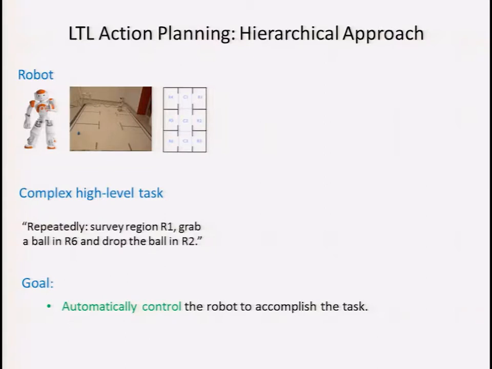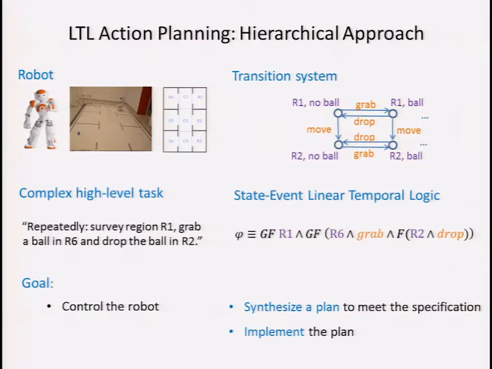So one of the ways to look at this problem is a formal methods-based approach, as George introduced. Our robot's motion and action capabilities are abstracted as a transition system, and then the high-level task is formalized through some temporal logic specification, and our goal is to synthesize a sequence of actions that, if performed by the robot, would guarantee that the specification would be met.